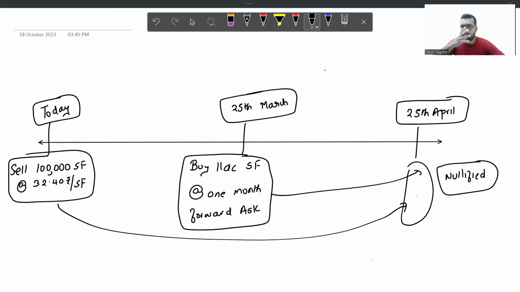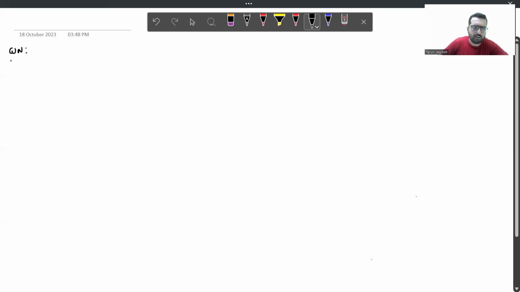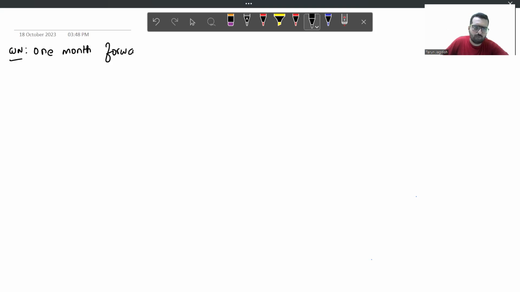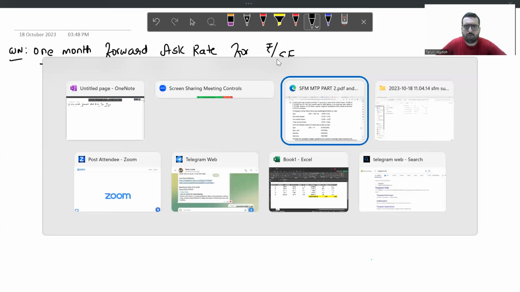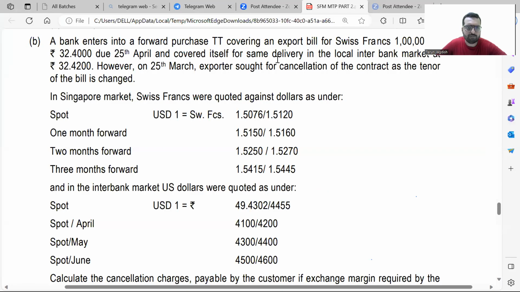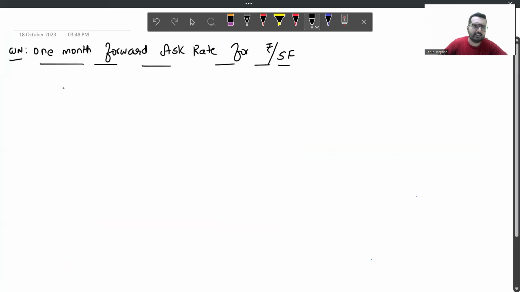All right. So I think you're clear with this part. So now what we have to do is we need to find out what is the 1 month forward ask rate. So I'll write down the next working note, 1 month forward ask rate for rupee per Swiss francs. Okay. So now here, what will happen is, let me just check. They have given Swiss francs per dollar and rupee per dollar. So we need to use cross rate in this case, correct?